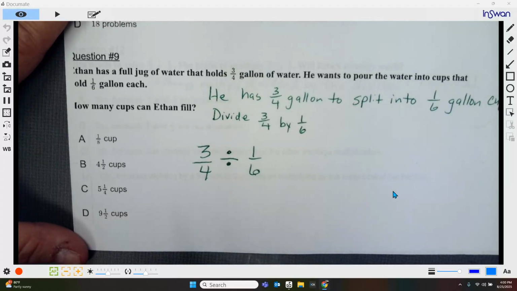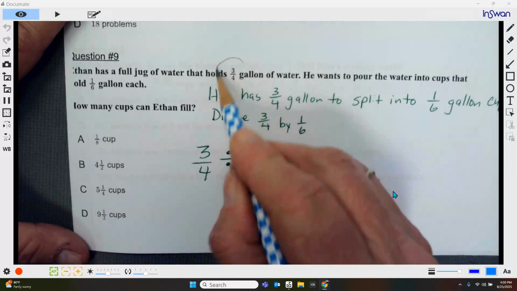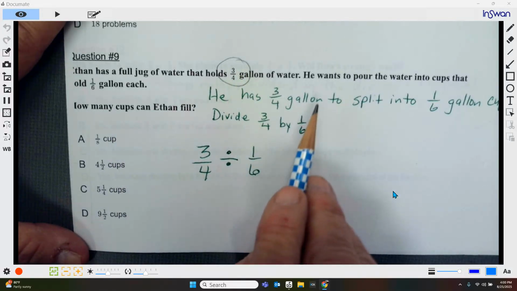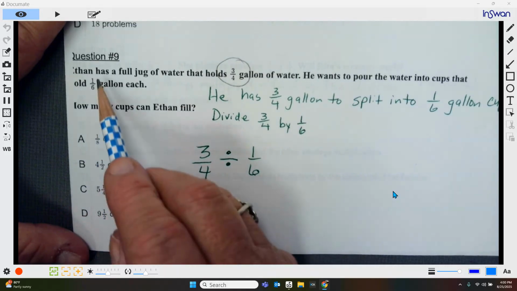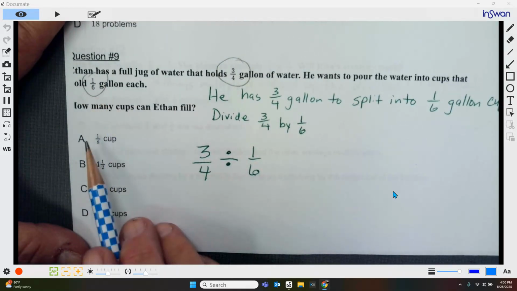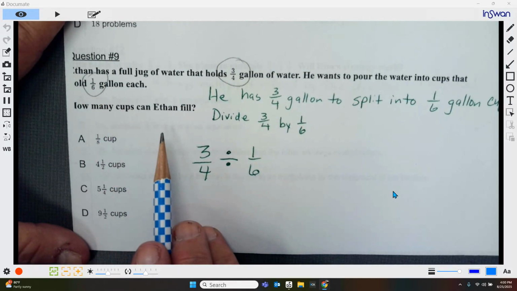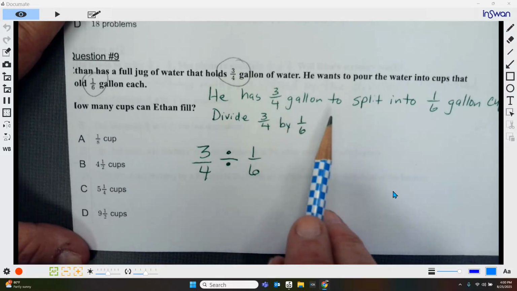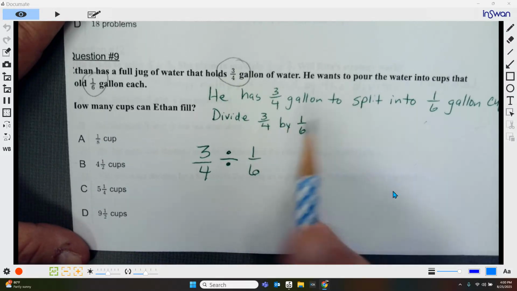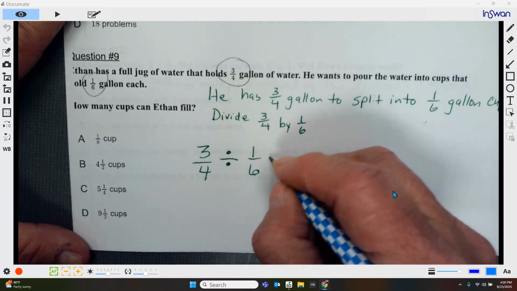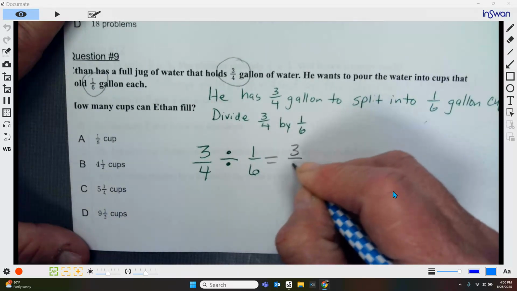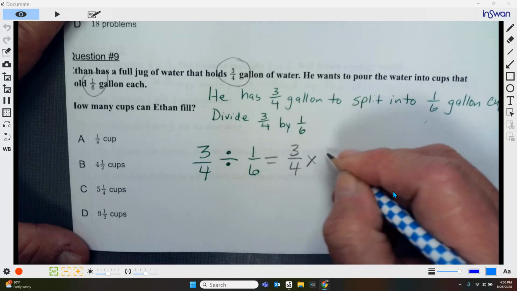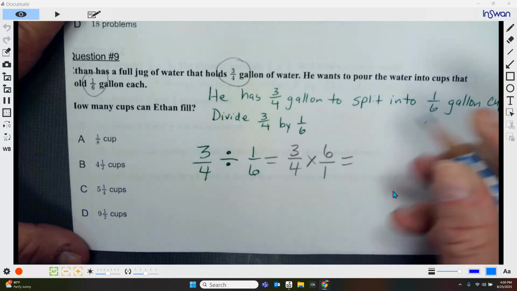All right, let's look at this last one on this page. It says, Ethan has a full jug of water that holds 3/4 of a gallon. He wants to pour the water into cups that hold 1/6 of a gallon each. How many cups can Ethan fill? So he has 3/4 of a gallon to split into 1/6 of gallon cups. So we're going to divide the 3/4 by 1/6. That becomes 3 over 4 times 6 over 1.